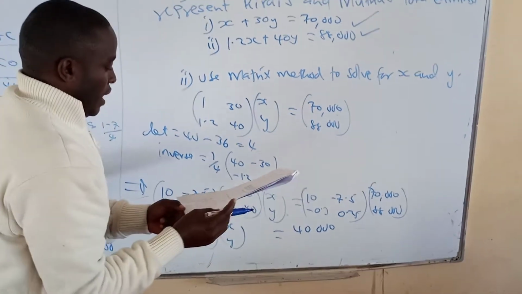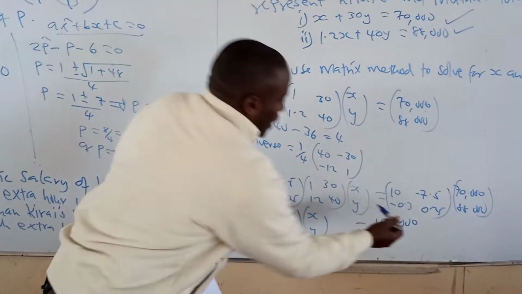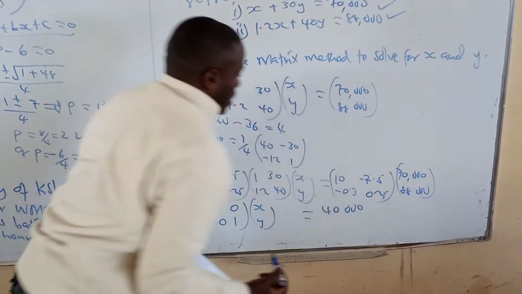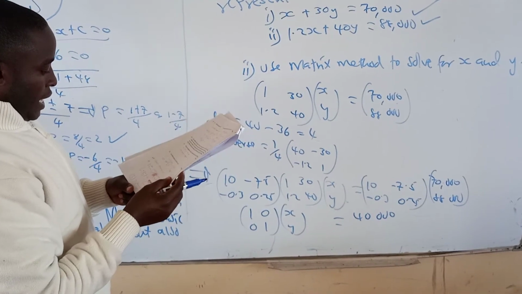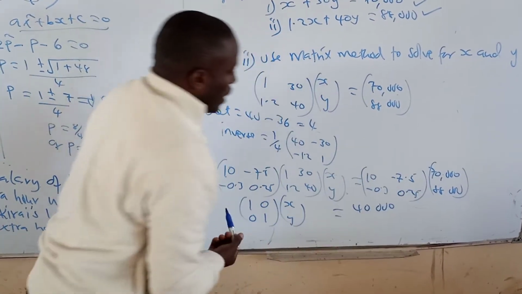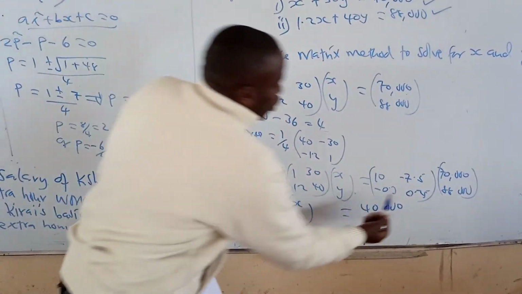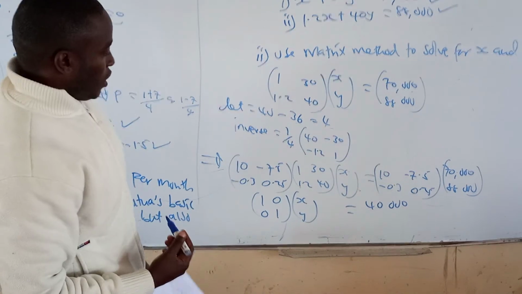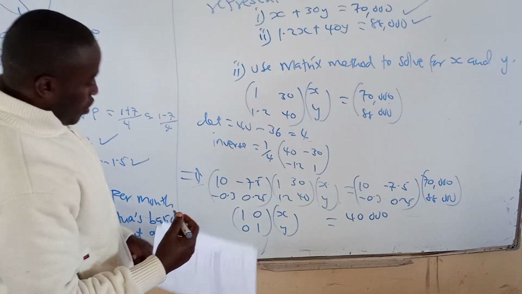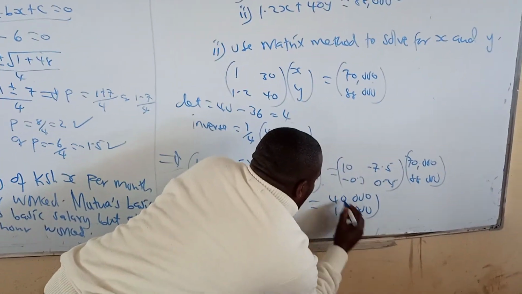And you also do the next row the same. That is negative 0.3 times 70,000, you get negative 21,000. This gives you negative 21,000 plus 0.25 times 8,000, which gives you 2,000. So negative 21,000 plus 22,000, you get 1,000. So this is 1,000.